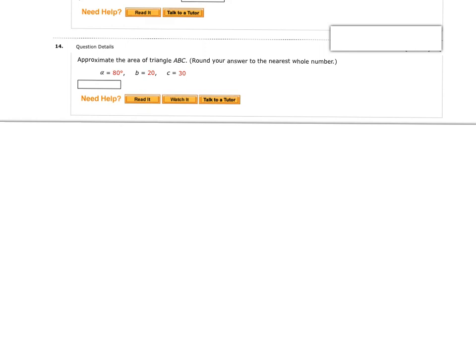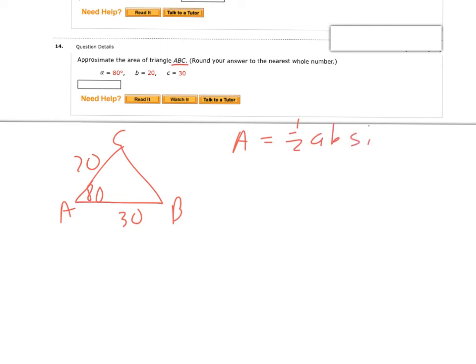All right, next up here, they want us to approximate the area of ABC. So I'll go ahead and draw the triangle first. So we have angle A is 80, and then let's see, this is 30, and this is 20. And we can always use our area equals 1/2 AB sine C here.